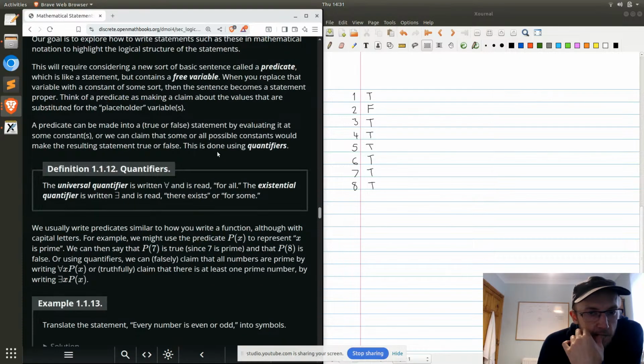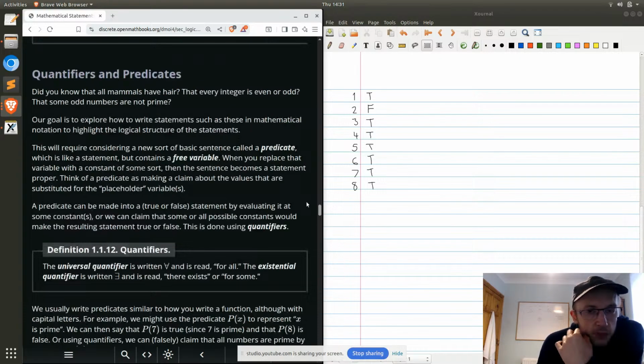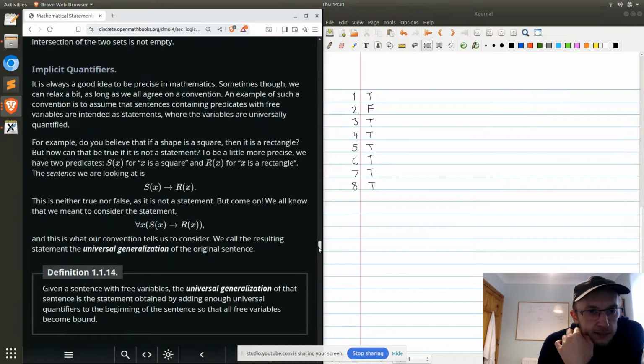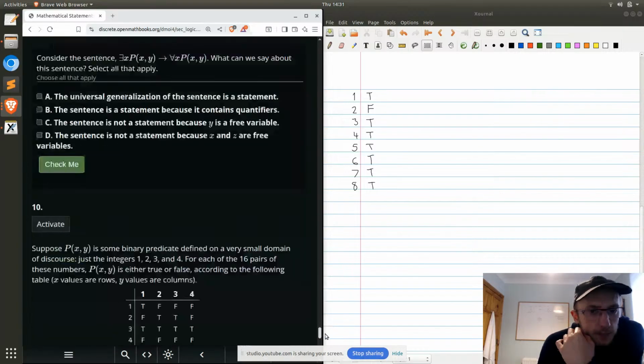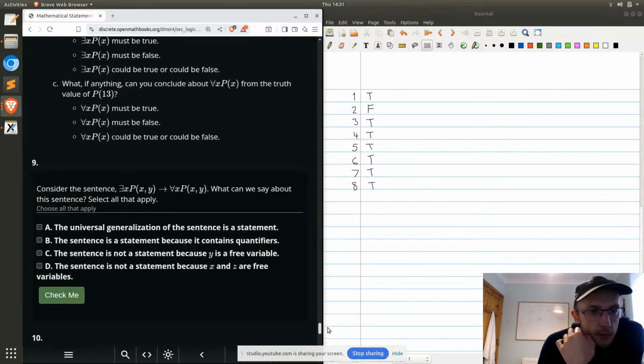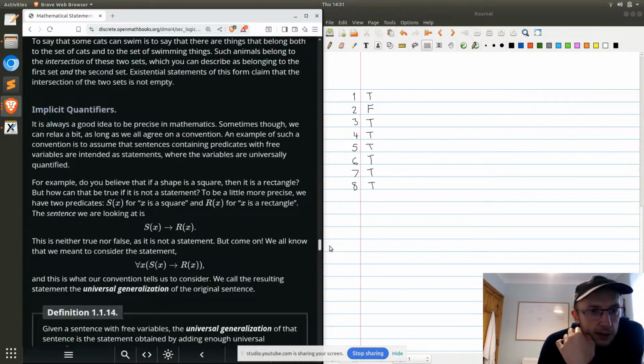Interesting. Okay, so we're up to quantifiers and predicates. And I guess then we get to exercises.